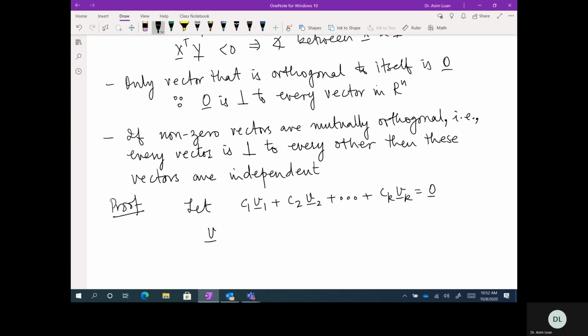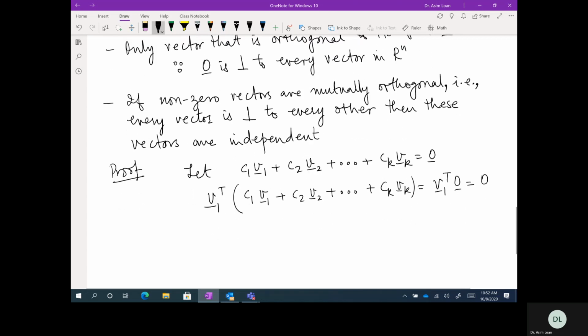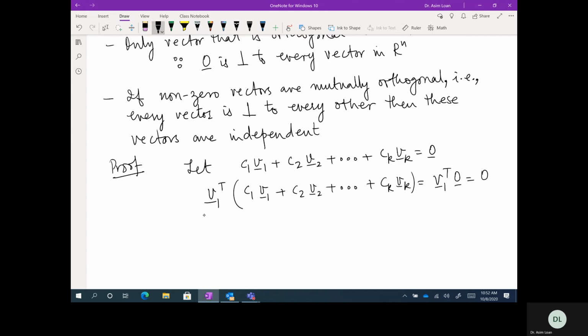So let's do V1 transpose. T is for transpose. Whether you write a capital T or a small t doesn't make a difference, as long as you know what this T means. V1 transpose into this sum, C1 V1 plus C2 V2 plus ... plus CK Vk equals V1 transpose into 0, which is equal to 0. So it's a scalar now. And this implies C1 into V1 norm square is equal to 0.